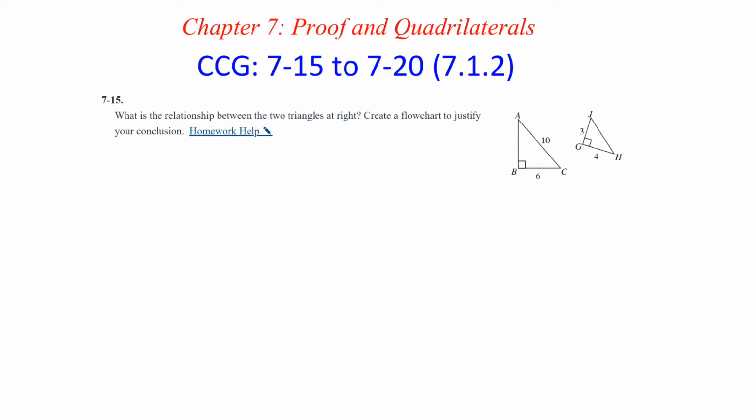Chapter 7, Proofing Quadrilaterals, Section 7.12, questions 15 through 20. Question 15, what is the relationship between the two triangles at the right? Create a flow chart to justify your conclusion.